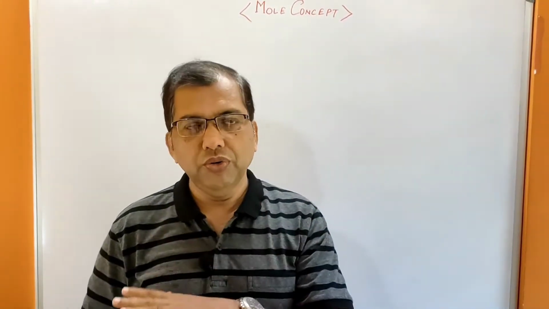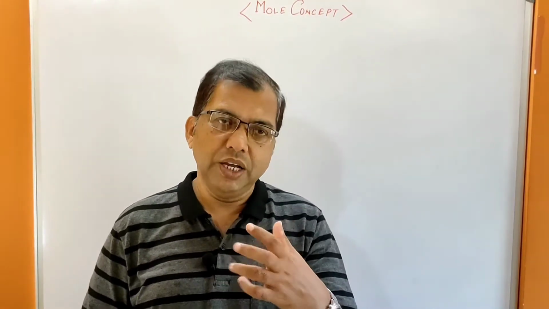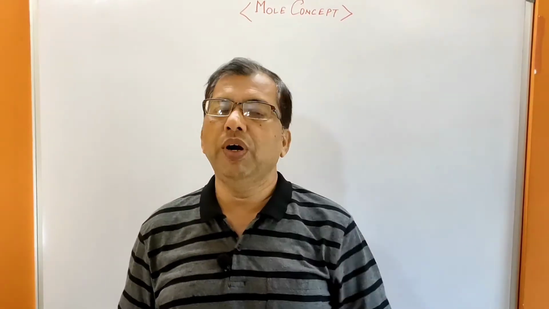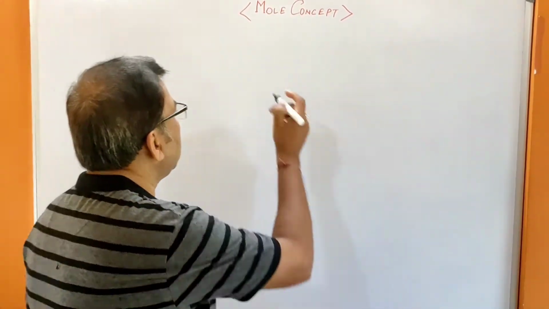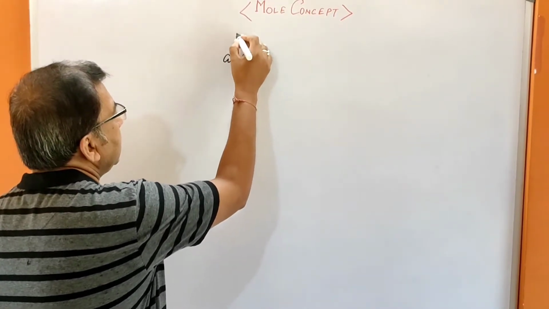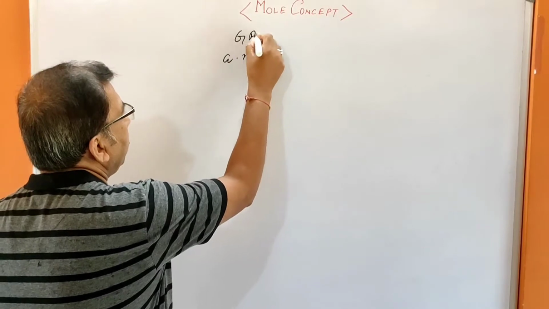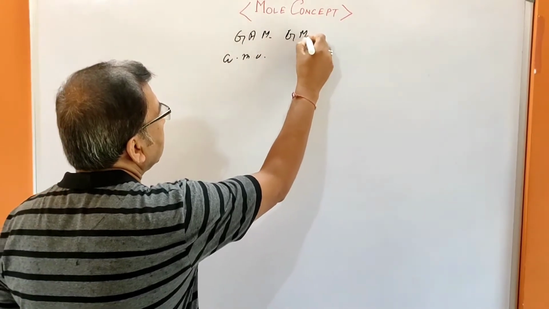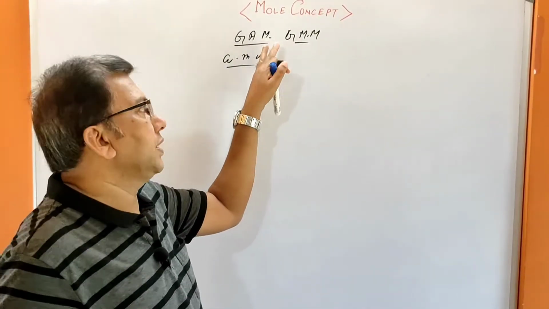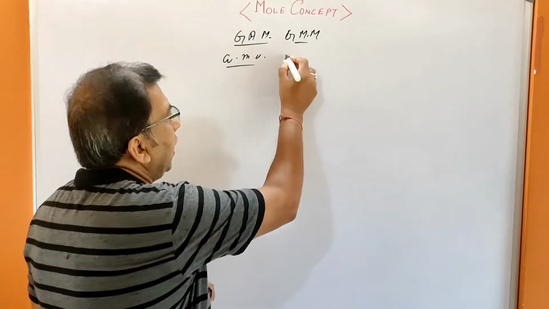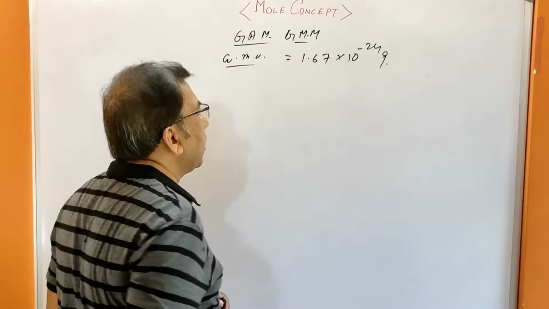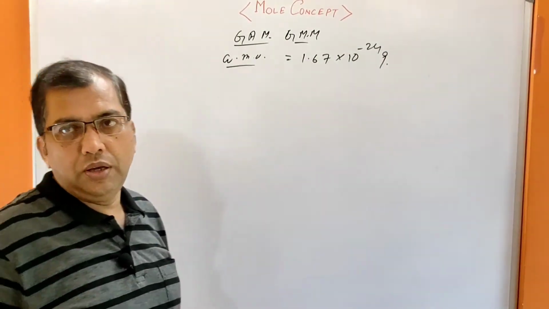Atomic mass unit, you know what is AMU. I have explained, you have learned. Today also I will explain what is the atomic mass unit. Its value is 1.67 into 10 to the power minus 24 gram. All you know GAM, gram atomic mass, and GMM, gram molecular mass. Atomic mass unit, simply u.